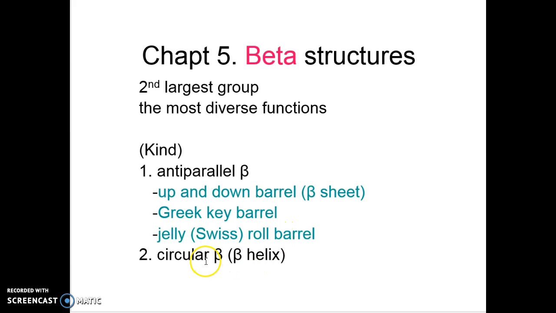And a recent advancement has led to a second class in this category, that will be circular beta or beta helix.